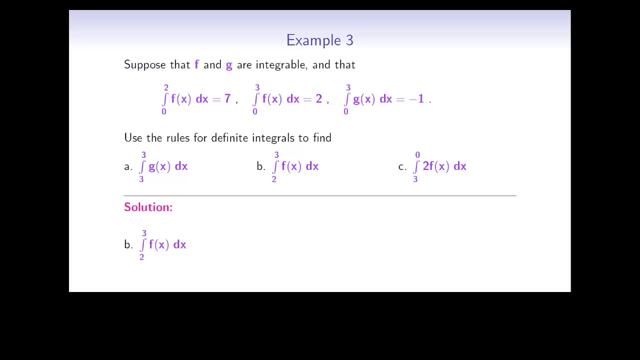In part B, the integral from 2 to 3 of f of x dx can be written as the integral from 0 to 3 of f of x dx minus the integral from 0 to 2 of f of x dx. Here we use one of the properties that we introduced before, and the fact that the integral from 0 to 3 can be written as a sum of the integral from 0 to 2 plus the integral from 2 to 3. Now the integral from 0 to 3 of the function f is known to be 2, and the integral from 0 to 2 is given to be 7. And so we end up with 2 minus 7, or negative 5.